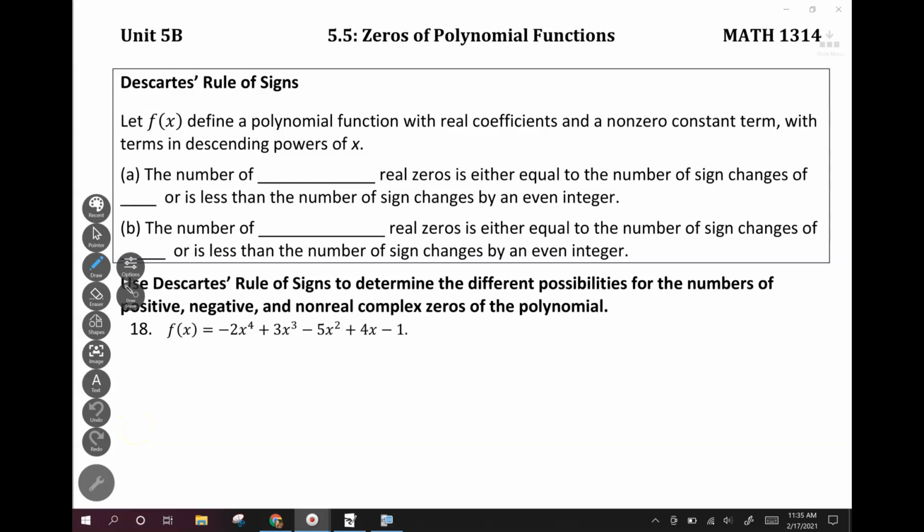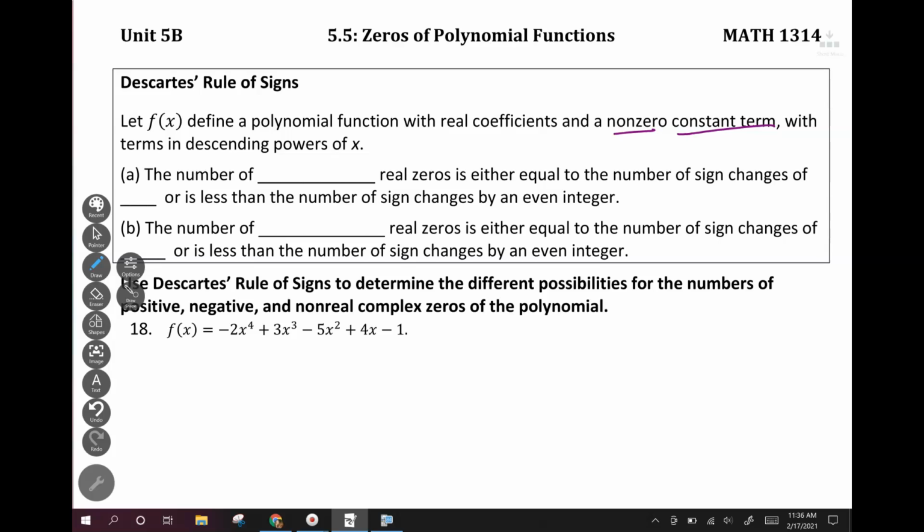All right, 5.5, part 4. We're looking at Descartes' rule of signs. Let f of x define a polynomial function with real coefficients and a non-zero constant term with terms in descending powers of x. Okay, so we've got a polynomial in standard form, and then your constant term at the end can't be 0.